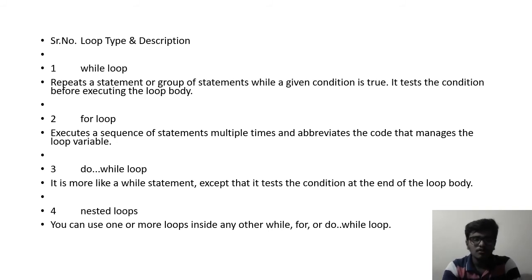Nested loop: if you use one or more loops inside another loop, for, while, do while, etc., it is said to be a nested loop. If we use one or more loops inside another loop, we can say it is a nested loop. So this is about loops and the different forms of loops. Let us see the difference between decision making and loop control statements.